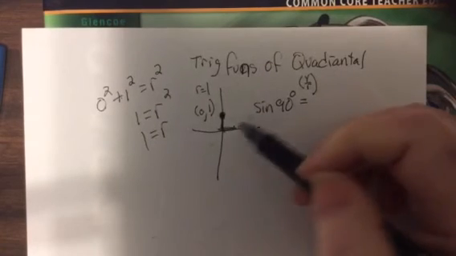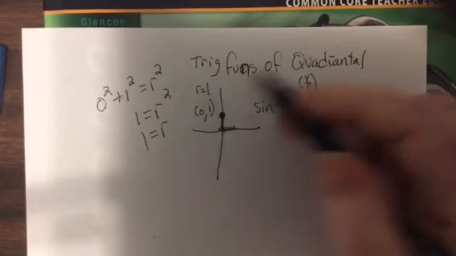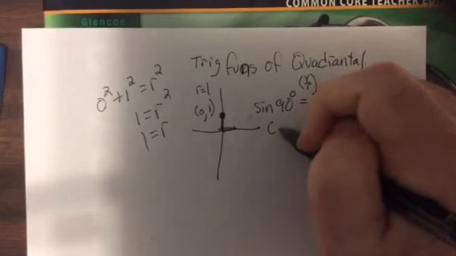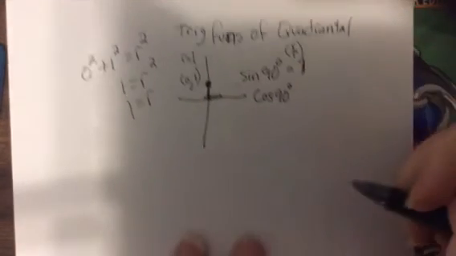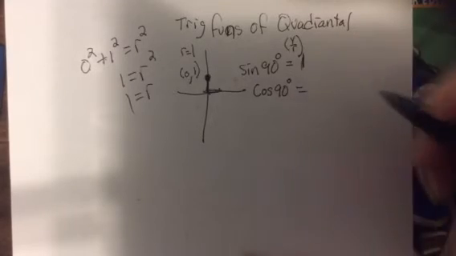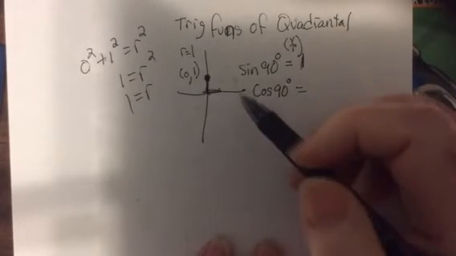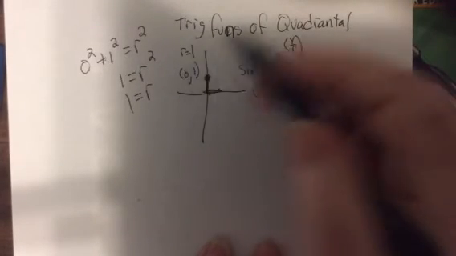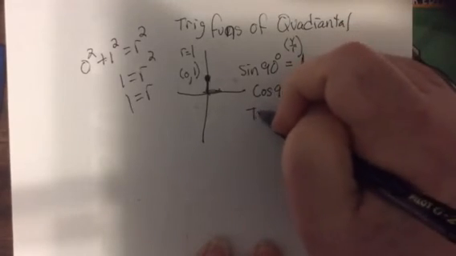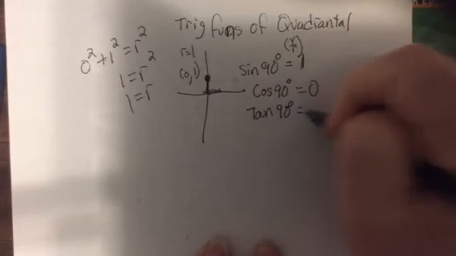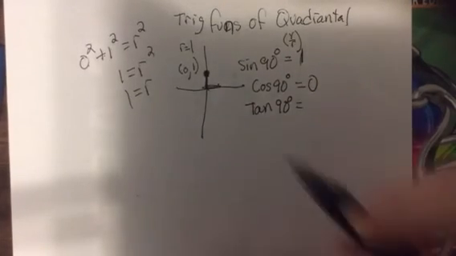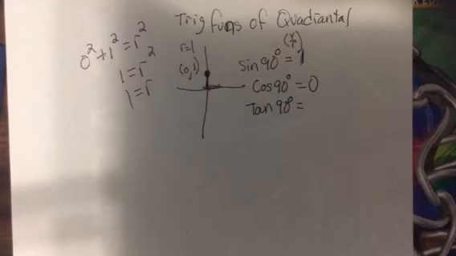So sine of 90 is y, which is 1, over r, which is 1. Cosine of 90 would be x over r. Gotta have those memorized, my peeps. So x would be 0 over 1, which is 0. Tangent is y over x, so it'd be 1 over 0. Uh-oh, I'm having flashbacks. If 0 is on the bottom, it's undefined. That is true all the time.